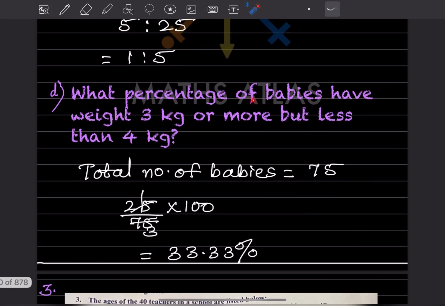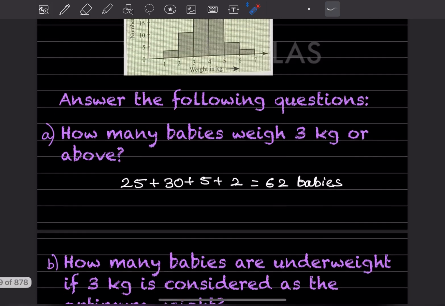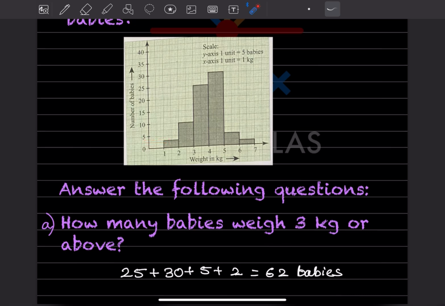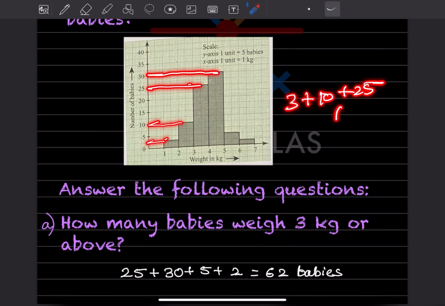What percentage of babies have weight 3 kg or more but less than 4 kg? So first, whenever the percentage is there, we have to see the total number of babies. Now see here, how are you going to see that? We are going to add this. So this is going to be 3, then here 10. 3 plus 10. Then this will be 25. And this is going to be 30. And this will be 5. And this is 2.